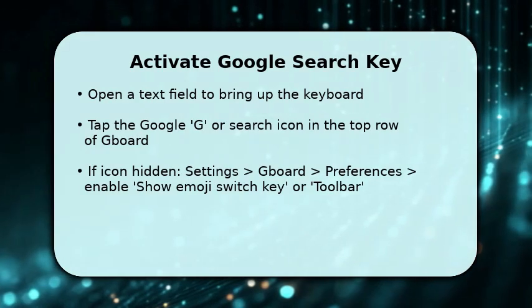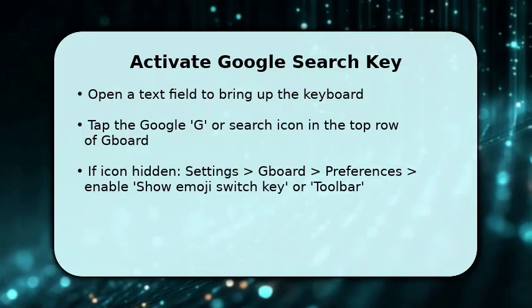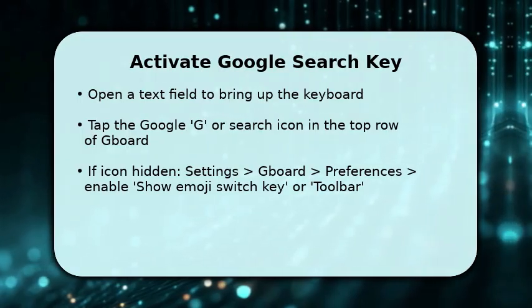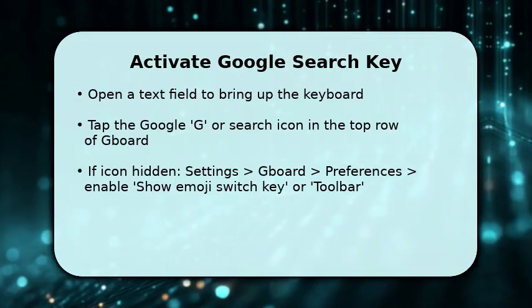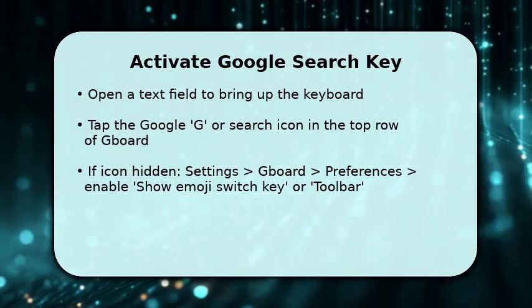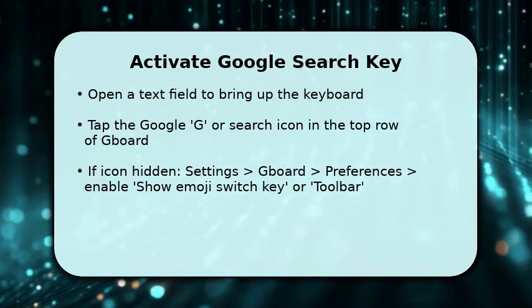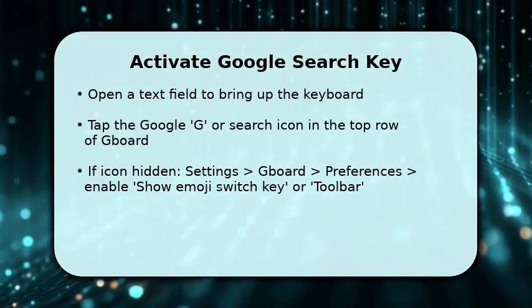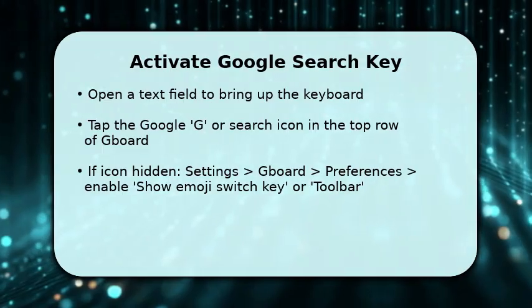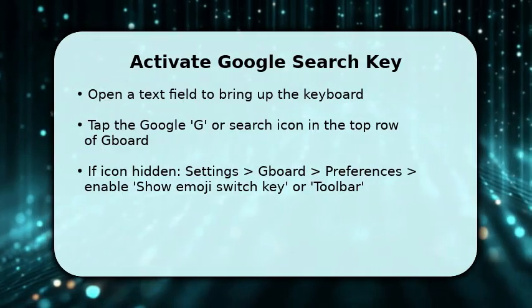With Gboard open in a text field, look for the small Google G or magnifier at the top. Tapping it opens an inline search panel so you can search without leaving the app. If the icon is hidden, go to Gboard Settings, then Preferences, and enable the keyboard toolbar or search feature. This restores the key. Once done, test a query.